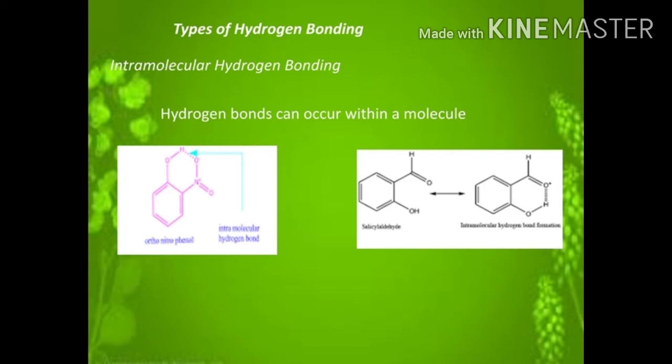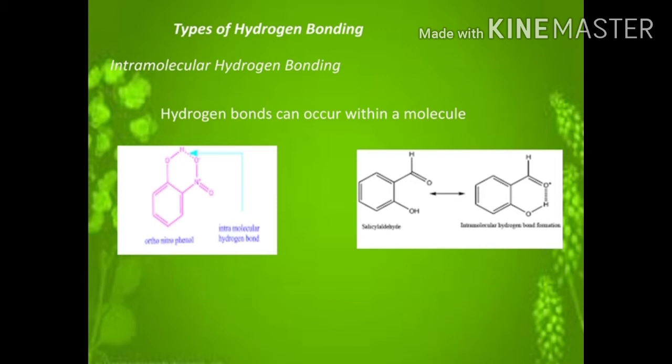Already we have studied, two same or different substituents occupying the first and second position is called as ortho position. So the common name is orthonitrophenol. Here highly electropositive hydrogen and electronegative atom oxygen form an intramolecular hydrogen bond. That means hydrogen bond is formed within a molecule.